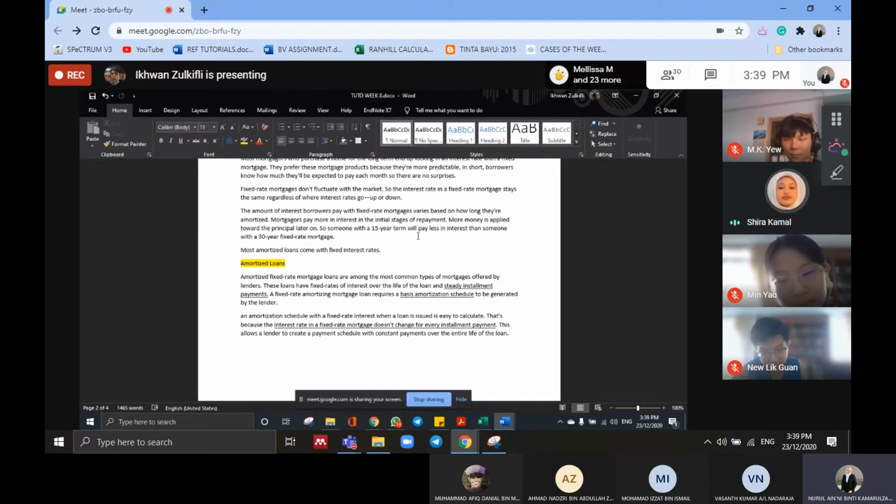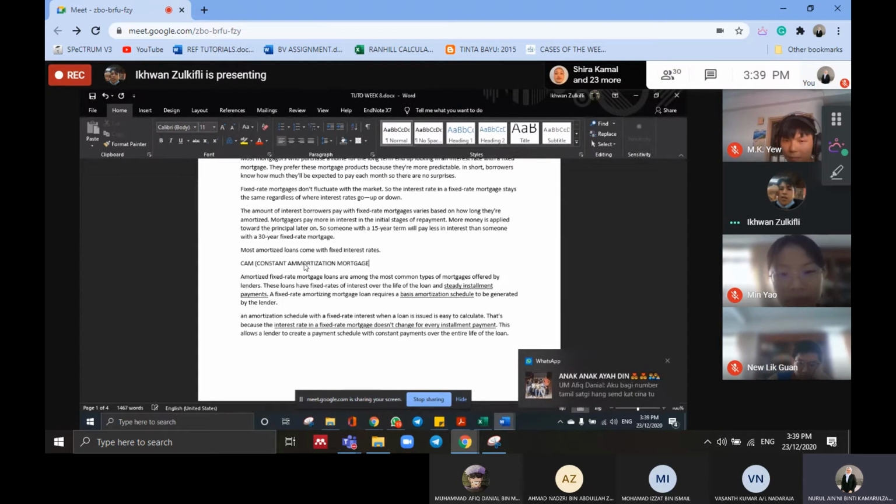Doktor, maknanya amortized loan tu sebenarnya nama dia constant amortization mortgage. CPM lah, mortgage. Oh, okay. Faham. ACM. CAM. CM. Not SK. Ini baru betul.